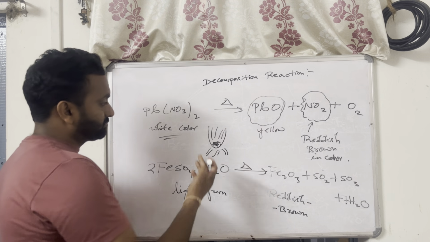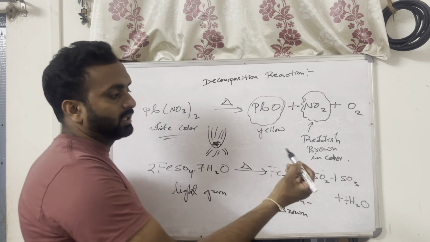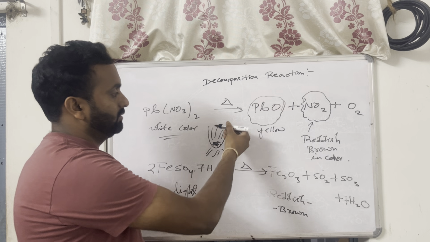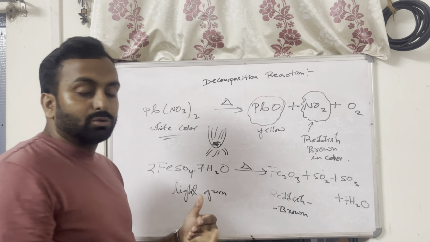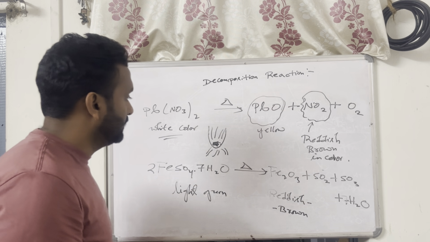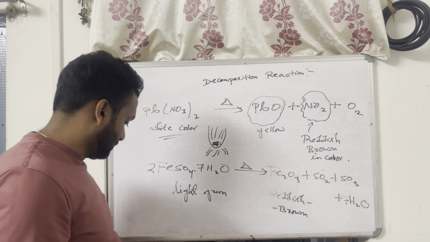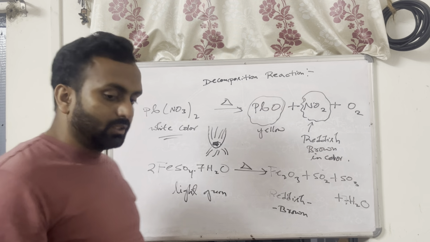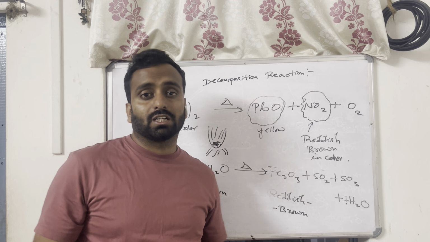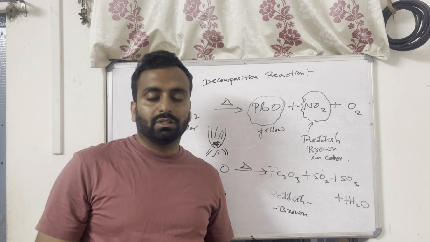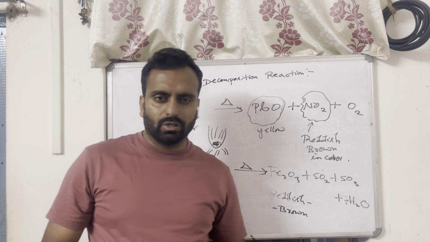So if you bring a burning splint near it, it will ignite nicely due to oxygen. Just remember that. So that's all from thermal decomposition reaction. We have some others like calcium carbonate also, which we heat to get calcium oxide and carbon dioxide. There are many examples, so you can do those also. Thank you. That's all.